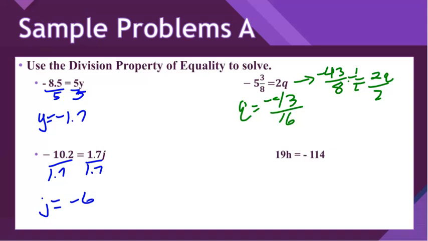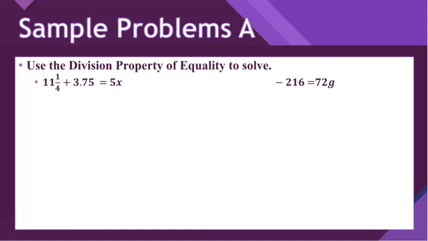Next, I have 19h equals a negative 114. The opposite of multiplying by 19 is divide by 19. And on my calculator, I have negative 114, and I'm dividing by 19. Gives me h equaling a negative 6. Next, we're going to use the division property of equality to solve these. So first, we want to combine like terms.